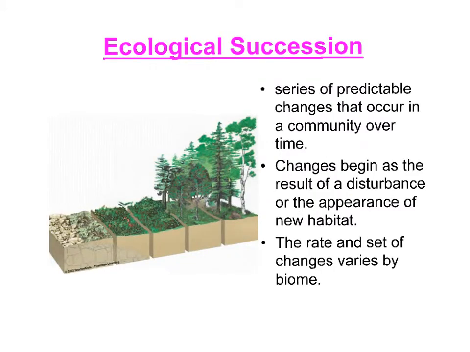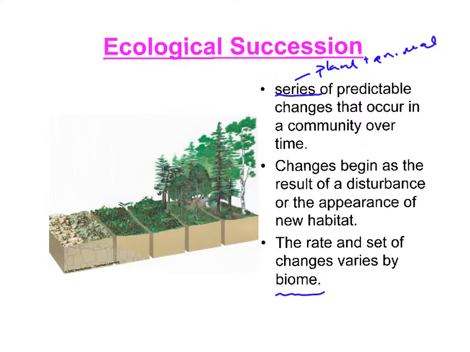So succession is a very predictable process. If you know the climate and basically the biome type that you would expect, you're able to predict a series of changes that will occur in a community over time. And these are changes both to the plant and animal life within the community.